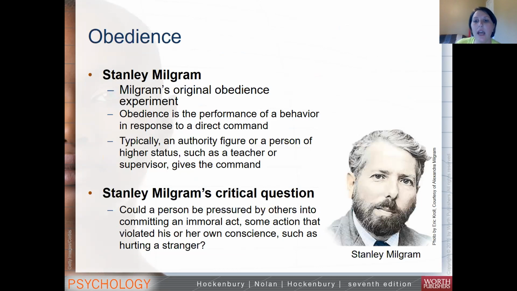And the question is, why do people obey and who do people obey? So obviously obedience is all about authority. If somebody of authority tells you to do something, then you're inclined to do it.